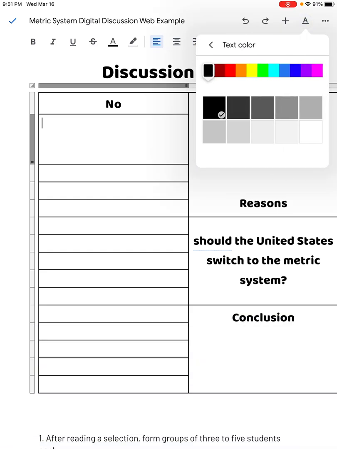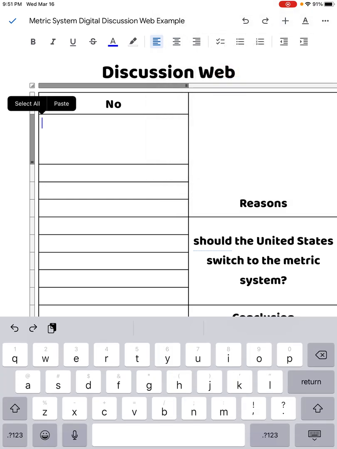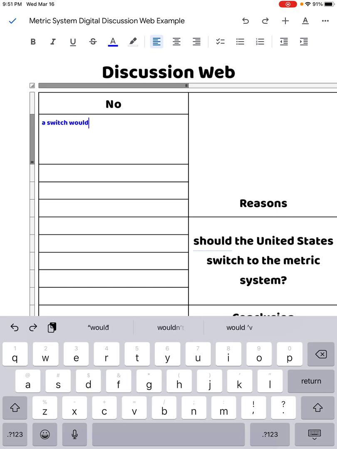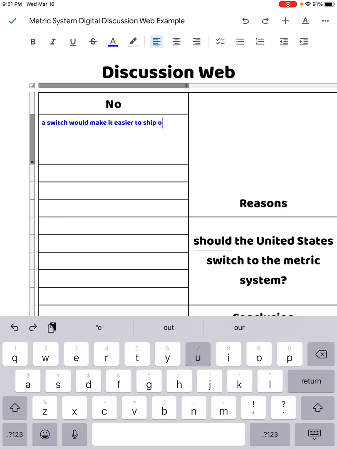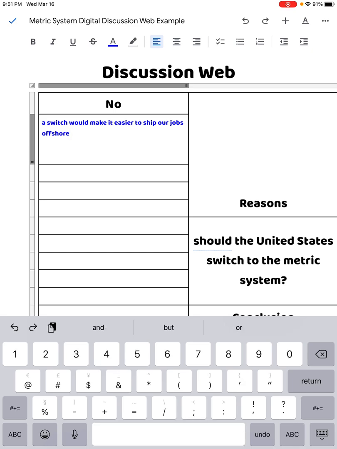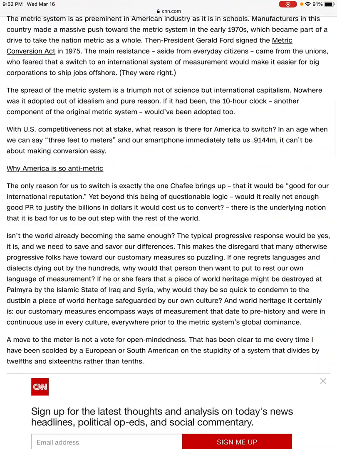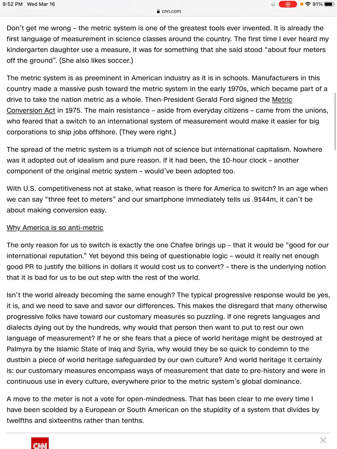So I'm just going to go in, and remember this is from the same article, so I'm going to make it blue. And I'm just going to say a switch would make it easier to ship our jobs offshore. And then this was also from the CNN.com article. Okay, so you can see just in these short 2 paragraphs that are up at the top there, I've already gotten a yes and a no answer, or a reason for why we should switch.